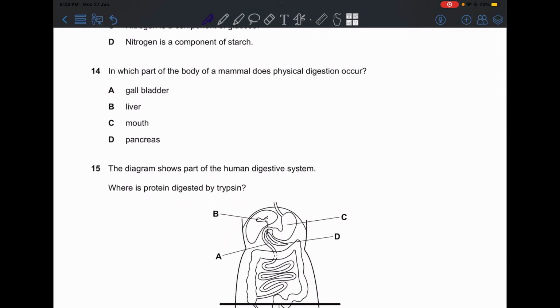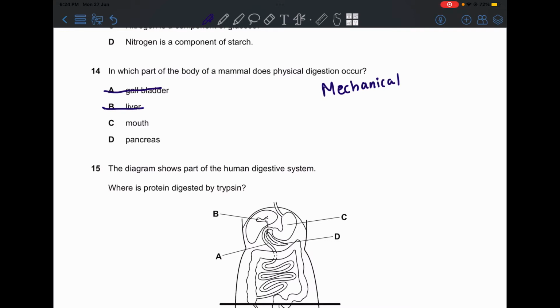Number 14, in which part of the body of a mammal does physical digestion occur? Now, we know that physical digestion is mechanical digestion. So, let's read the options. A says gallbladder. Of course not, it's not going to be a gallbladder because this is the part that stores bile, and there's no mechanical digestion in the gallbladder. So B is liver. This is actually incorrect.